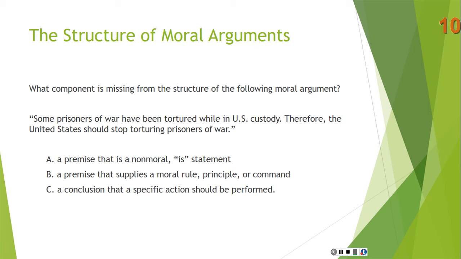Okay, so you have the non-moral premise. The non-moral premise, that is the fact statement, the is statement, says some prisoners of war have been tortured while in U.S. custody. That's the non-moral is statement. You've got C, a conclusion that a specific action should be performed. Therefore, the United States should stop torturing prisoners of war. So what you are missing is a premise that supplies a moral rule, principle, or command. What would that be? Something like we saw before. It is morally wrong to torture prisoners of war.